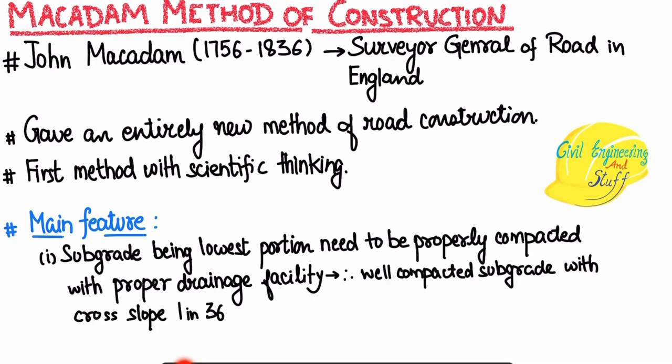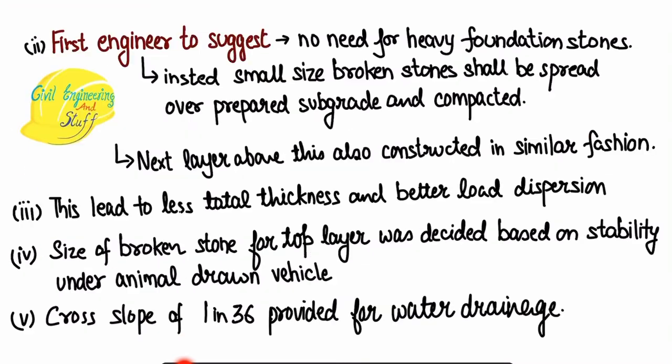So here the main feature of the Macadam method of construction was that first of all, it was assessed that there is no need for large foundation stones. A proper well compacted subgrade will serve the purpose. So here the well compacted subgrade was provided with a cross slope of 1 in 36. John Macadam was the first engineer to suggest that there was no need for heavy foundation stones.